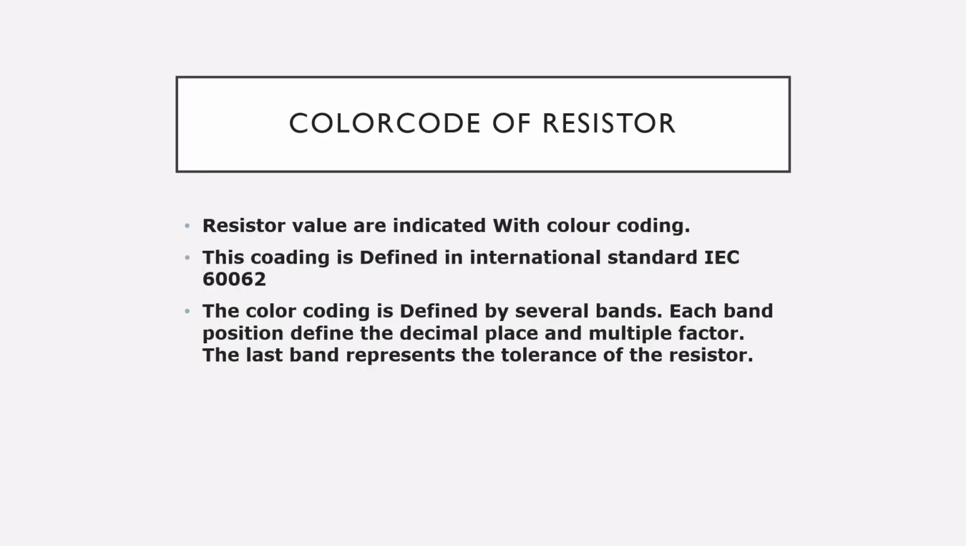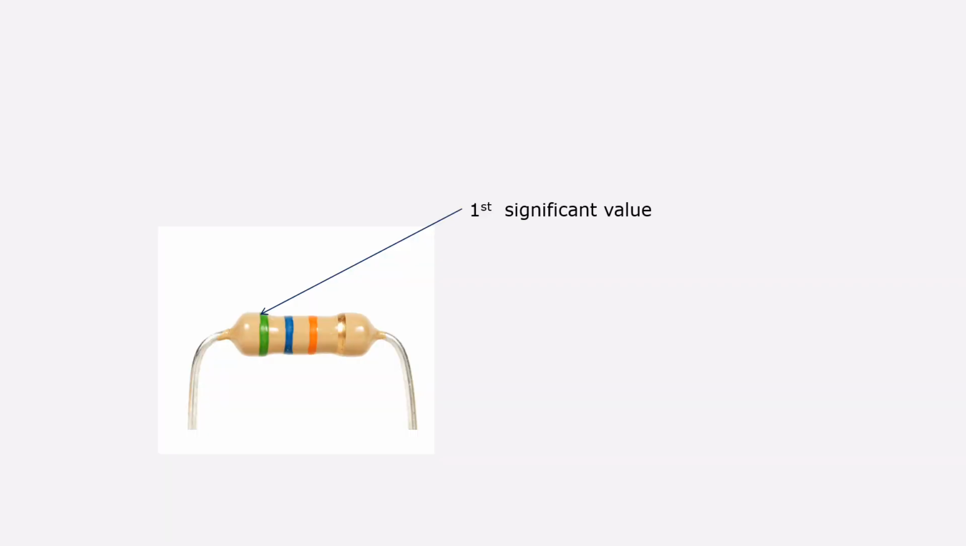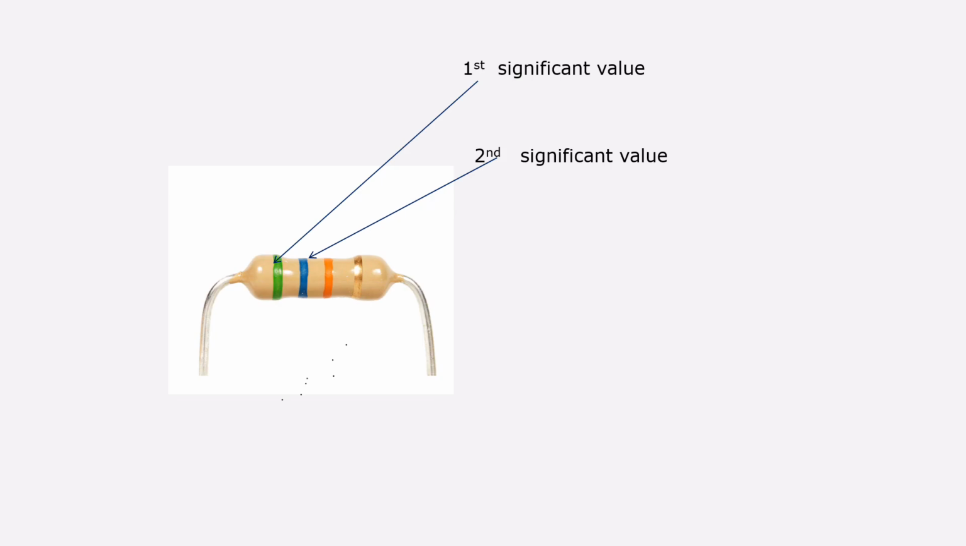Color code of resistor: resistor values are indicated with color coding. This coding is defined in international standard IEC 60062. The color coding is defined by several bands. Each band position defines the decimal place and multiple factor. First band represents the first significant value. Second band represents the second significant value. Third band represents the multiple factor. Fourth band represents tolerance of the value.